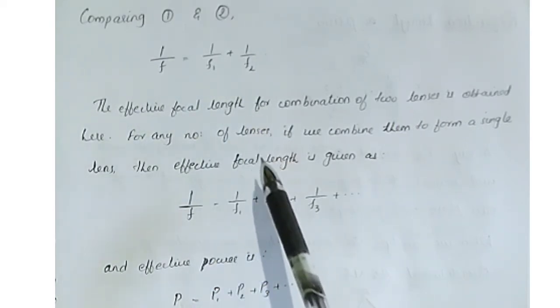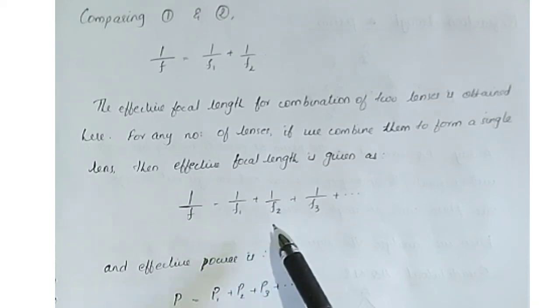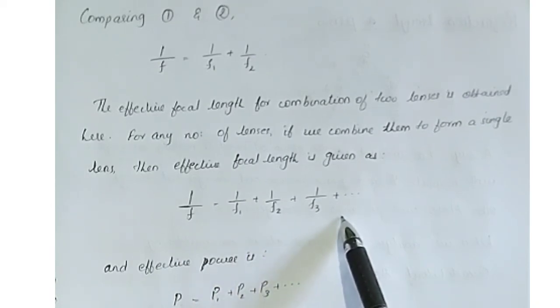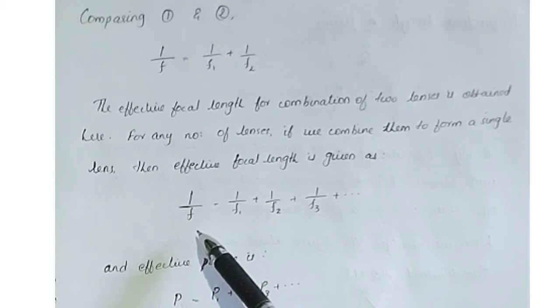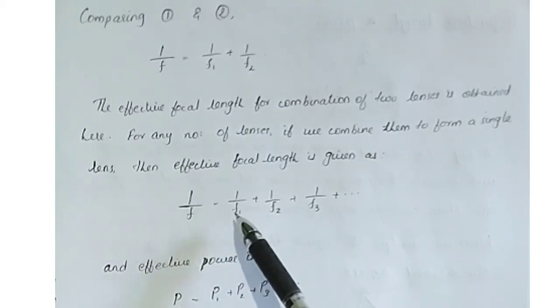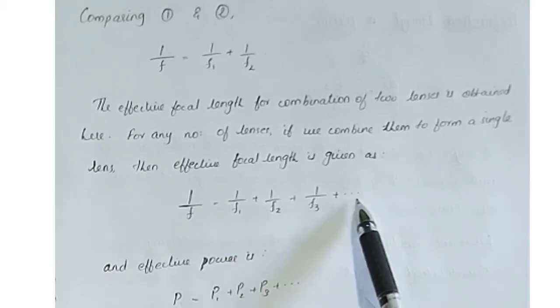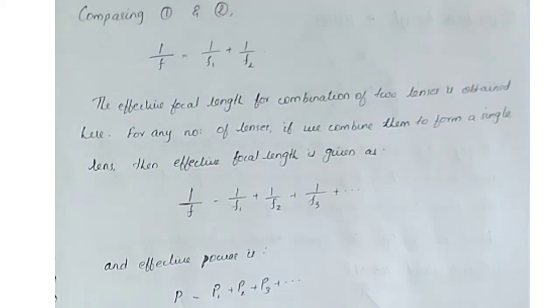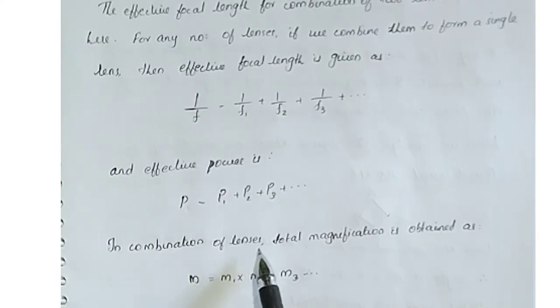And this can be applied for the case of more than two lenses, that is, for any number of lenses when combined together to form a single lens. We can write the expression to obtain the effective focal length as 1 by f is equal to 1 by f1 plus 1 by f2 plus 1 by f3 plus etc. And from which we can write the expression for power, that is the effective power P is equal to P1 plus P2 plus P3 plus etc. And for the combination of lenses, total magnification is obtained as M is equal to M1 into M2 into M3. So these are the results that we obtained for the combination of lenses.